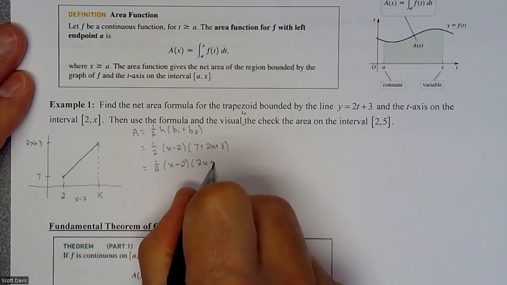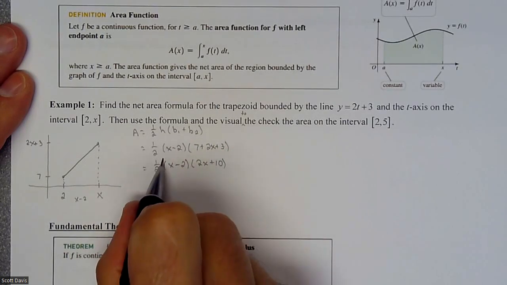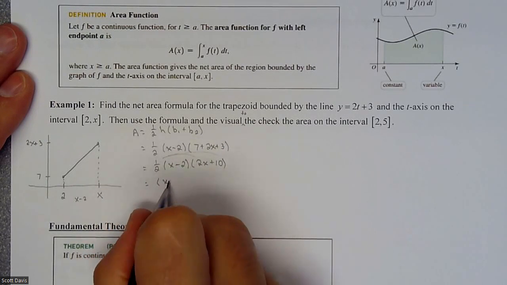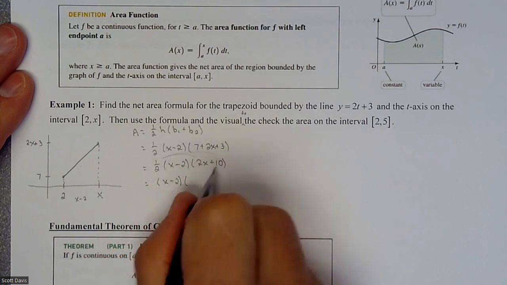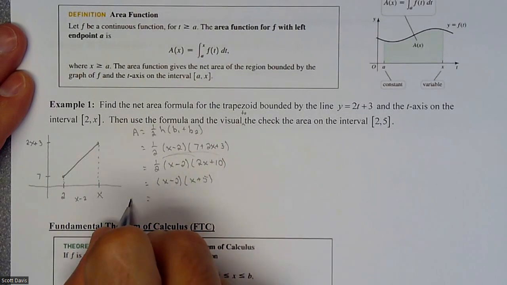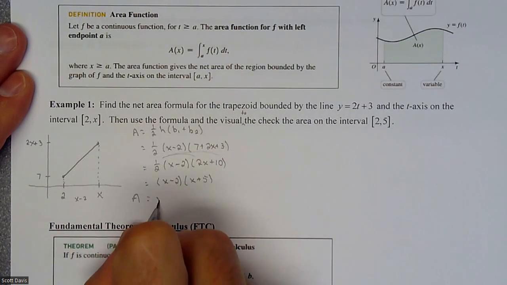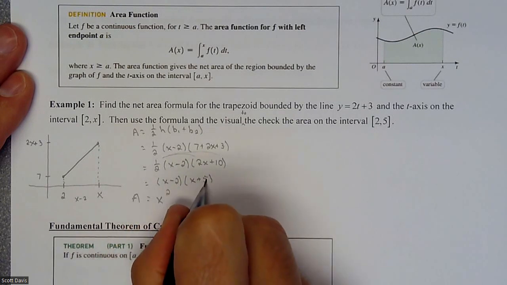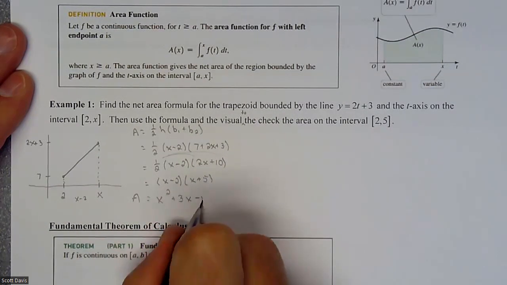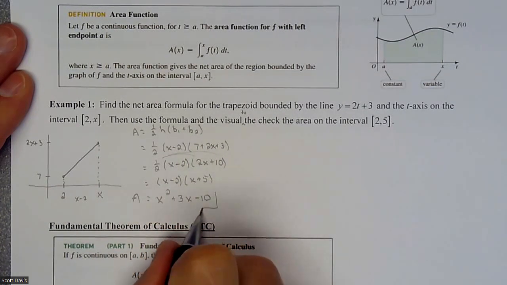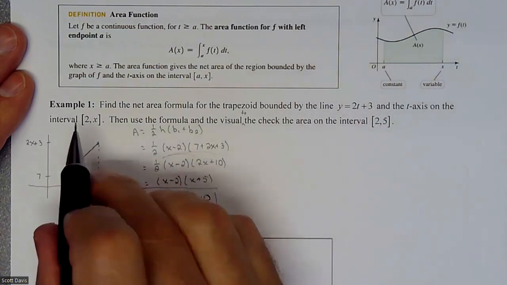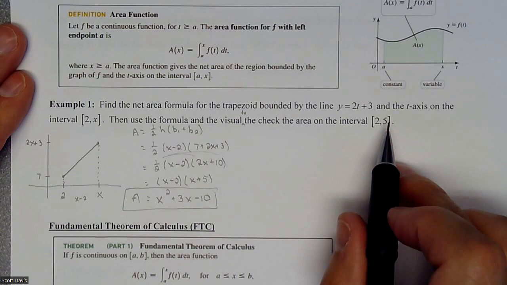Both of those are even, so that's a perfect one to go ahead and distribute the 1/2 into first. So you're going to be left with an x minus 2 and an x plus 5. And then if we multiply that together, we're going to get our area formula to be x squared plus 5x minus 2x, so plus 3x minus 10. So that is our area formula. And then we could use that area formula for anything that's going to start with a 2 and go up to some sort of an x value, right?